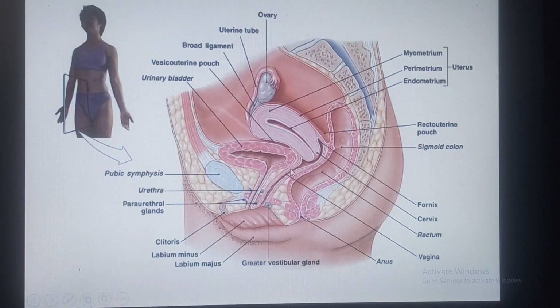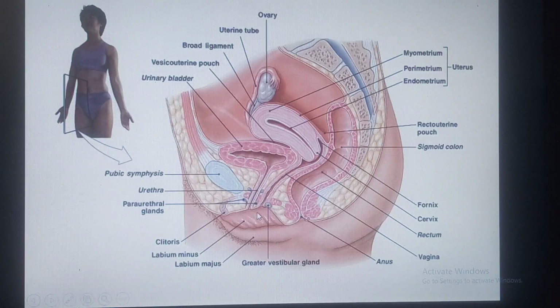Now remember that we also indicated that this is the external genitalia, being the vulva. As you can see, this is actually a sagittal section through the pelvic area. So we can see the labium majus here. Of course, the mons pubis will be here. You can also see the labium minus. You can see the clitoris over here.